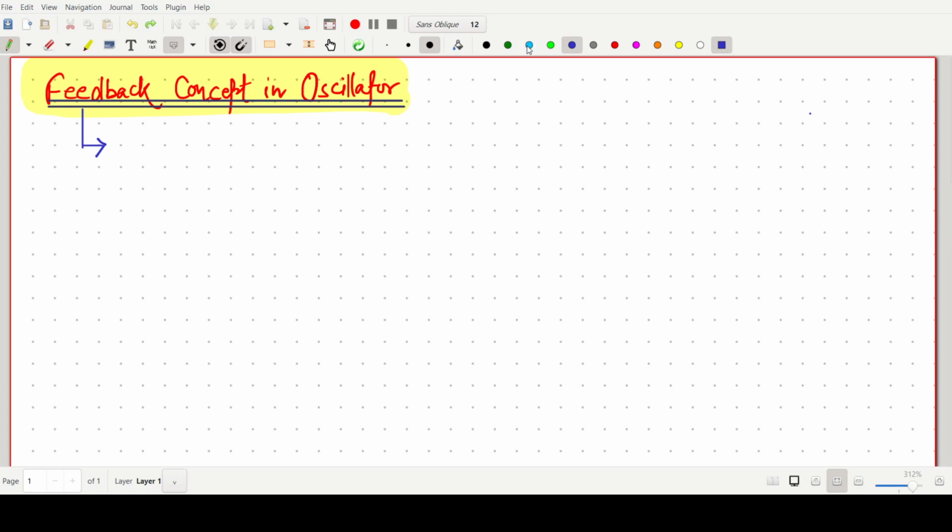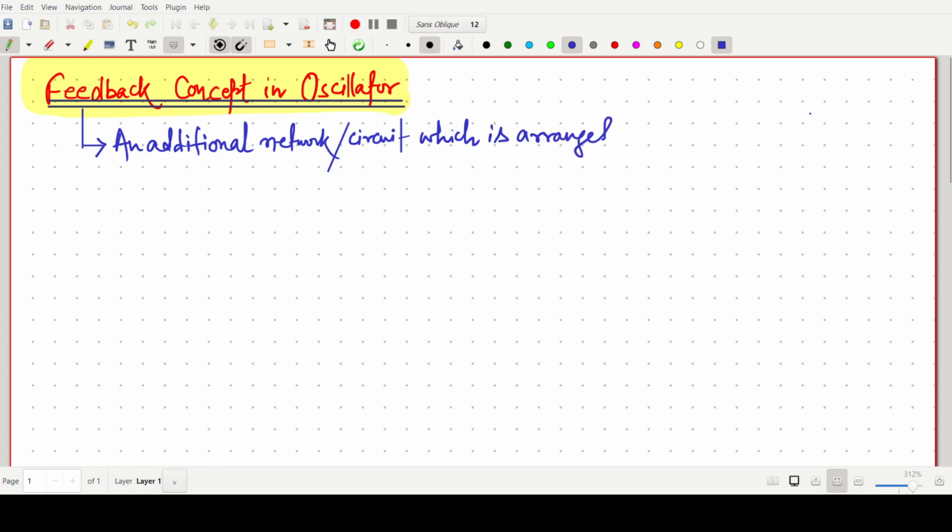So basically, a feedback in any circuitry is nothing but simply an additional network, or we can say some circuit which is arranged to increase or decrease the input signal strength. Okay, so basically this one is an additional circuitry.